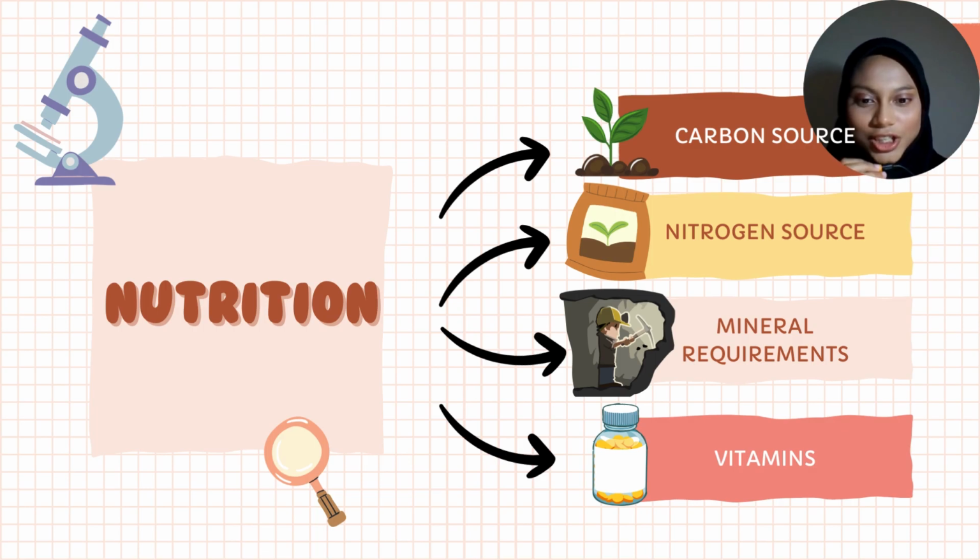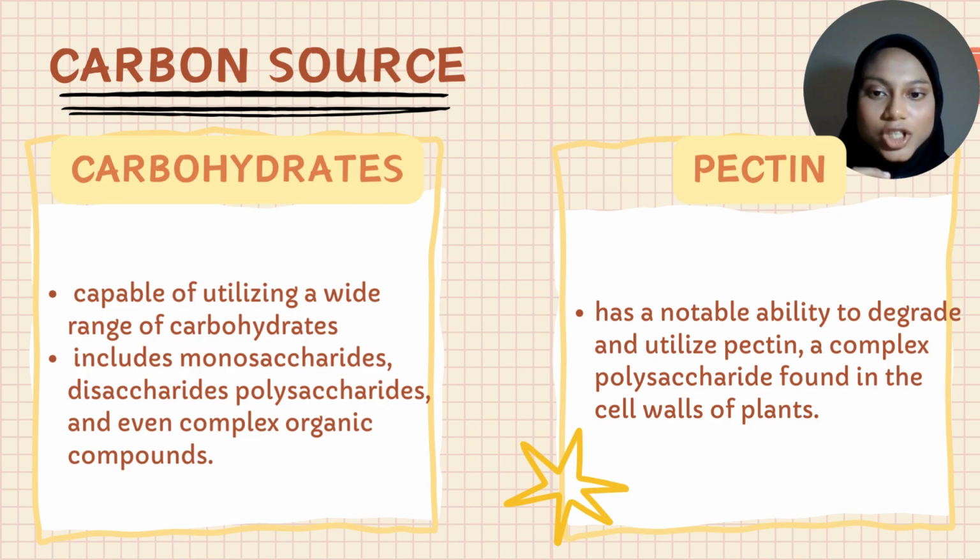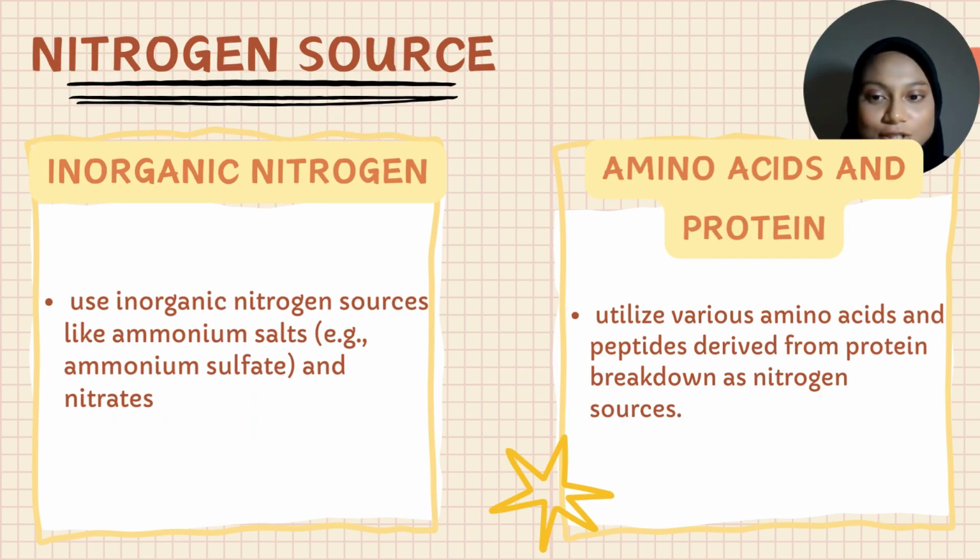All living organisms need nutrition to live. So these are the nutrients needed by the microbe. The first is the carbon source, second, nitrogen source, third, mineral requirements, fourth, vitamins. So it has four nutrition needs. The first is carbon source. In carbohydrates, it is capable of utilizing a wide range of carbohydrates, including monosaccharides, disaccharides, and polysaccharides. Next is pectin. It has a notable ability to degrade and utilize pectin, which is a complex polysaccharide found in plants.